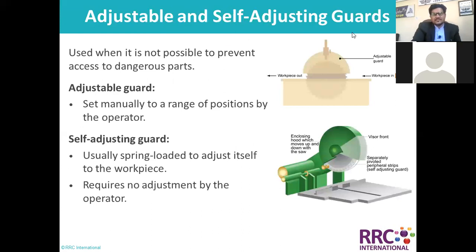Now adjustable and self-adjusting guards are used when it is not possible to prevent access to dangerous parts. And we could have an adjustable guard. Look at this one, set manually to a range of positions by the operator. Self-adjusting guards are usually spring loaded to adjust themselves to the workpiece, requiring no adjustment by the operator.